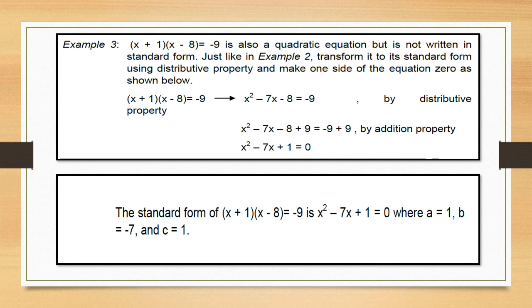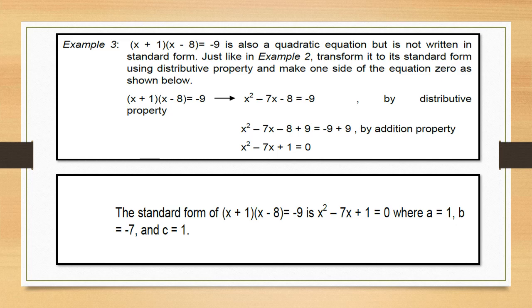So x plus 1 times x minus 8 is equal to negative 9. By using the distributive property, we come up with the result x squared minus 8x plus x minus 8 is equal to negative 9. So x squared minus 7x minus 8 plus 9 is equal to negative 9 plus 9. We use the addition property of equality, so we have x squared minus 7x plus 1 is equal to 0.